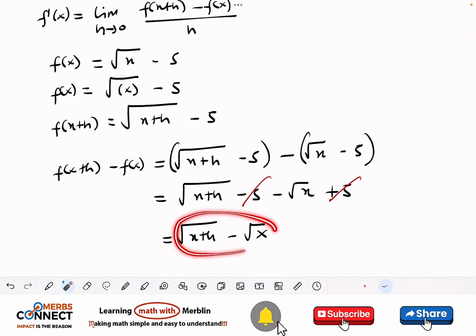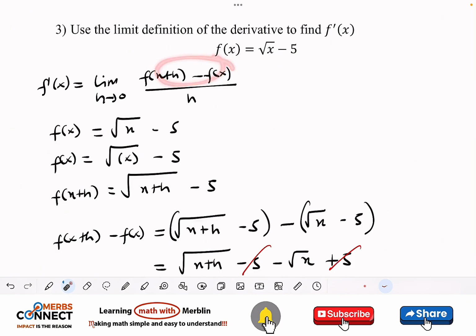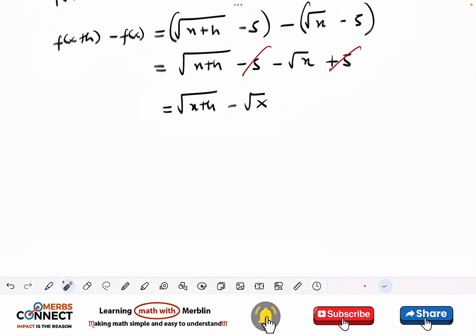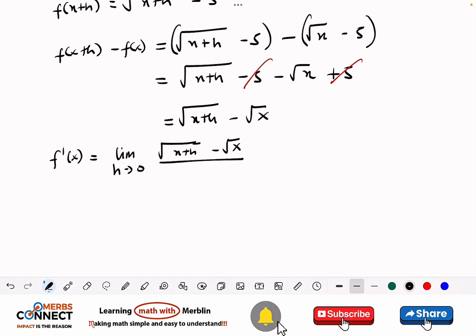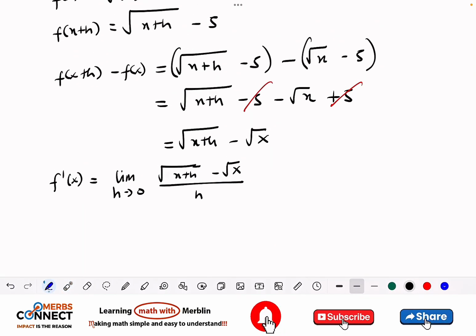So let me bring the top there. Now our limit is going to be like this. f prime of x is going to be the limit as h is approaching 0. The top now will be square root of x plus h minus square root of x, divided by h. So I have the h there. I cannot cancel. So remember, anytime you are dealing with a limit that involves radicals, what do we need to do? We need to do the conjugate, right? Before we do direct substitution. So now let's find the conjugate.